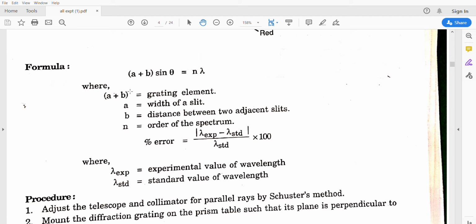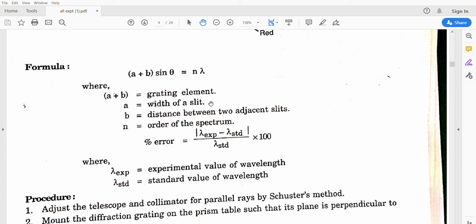In the grating device, there are 15,000 to 20,000 slits present on that grating. A is the slit width, B is the width between the opaque spaces. So A plus B gives us the grating element, that is distance between the two successive slits. As I already told, A plus B is the grating element, that is distance between the two adjacent slits. N is the order of the spectrum.